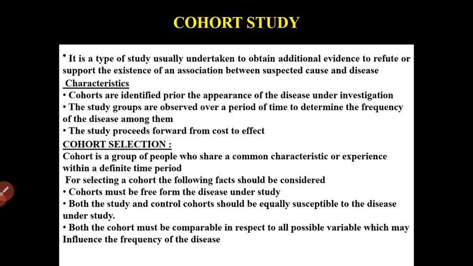Okay. Now, selection. A cohort is a group of people who share a common characteristic or experience within a definite time period. For selecting, what are the factors which are considered? Cohorts must be free from the disease under study. Both the study and control cohorts should be equally susceptible to the disease under study. Next, both cohorts must be comparable in respect to all possible variables which may influence the frequency of the disease.